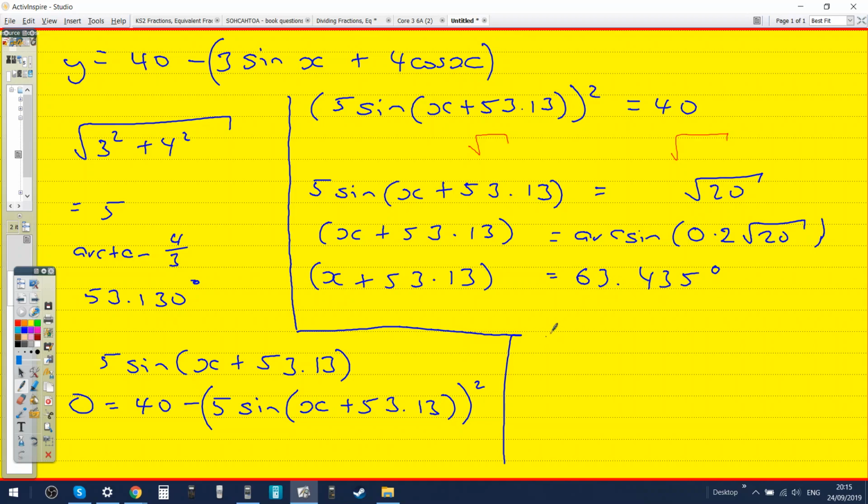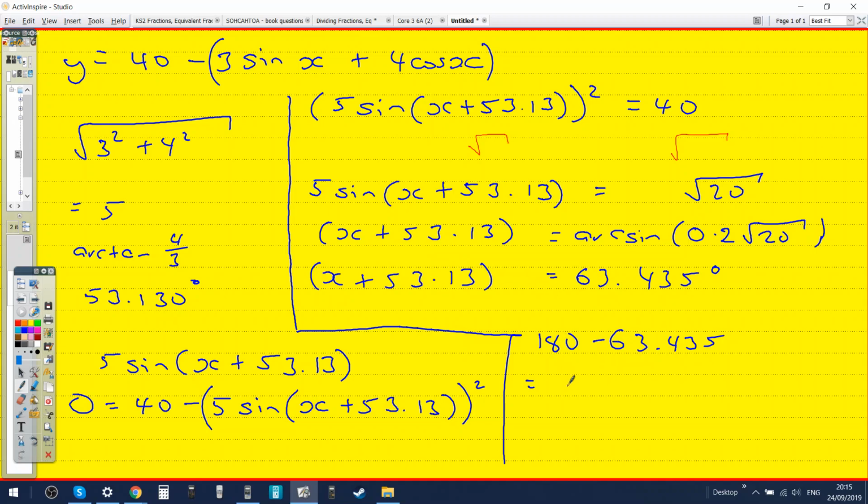63.435. You get all your solutions first because the graph has been translated. You keep that in a bracket. So after you do arc cos, arc sine, or arc tan, keep it in a bracket until the very end. And then you would subtract 53.13 from all of your final answers.